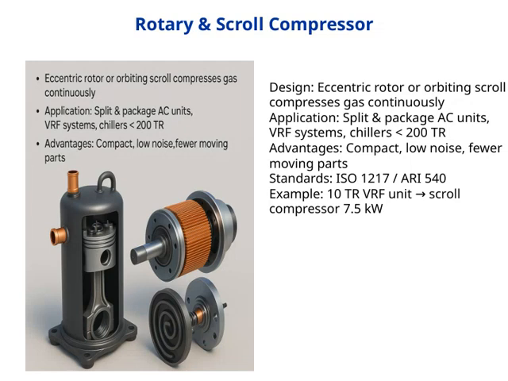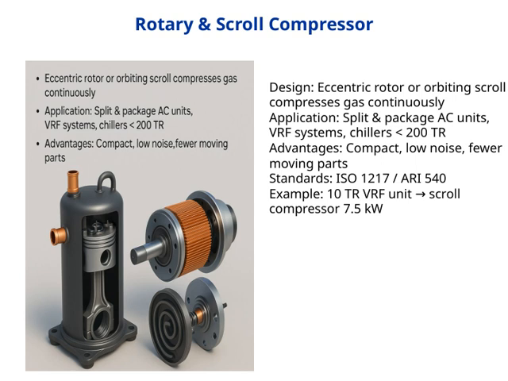Let's take a closer look at the rotary and scroll compressors. These are designed with an eccentric rotor or an orbiting scroll that compresses gas continuously, which helps improve efficiency and reliability. You'll often find these compressors in split and packaged air conditioning units, VRF systems, and chillers that are under 200 tons of refrigeration capacity. One of the main advantages is their compact size, making them ideal for space-constrained applications.